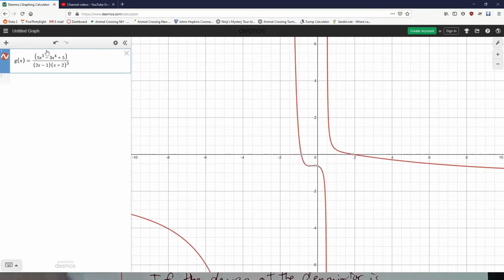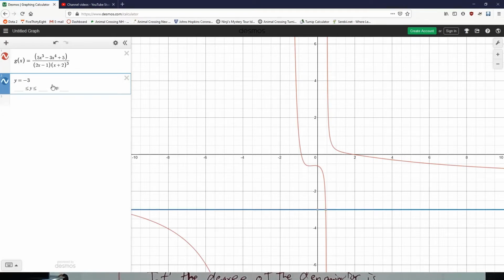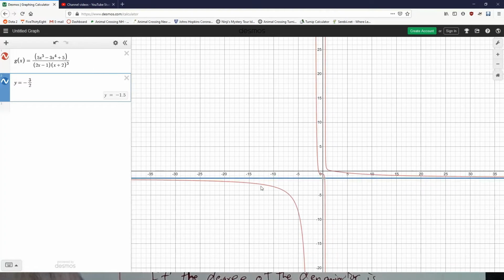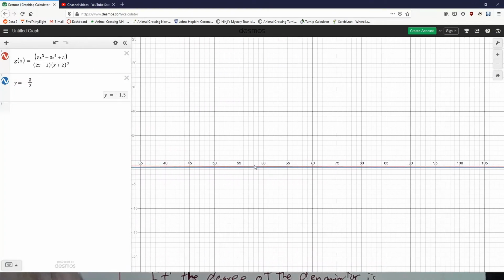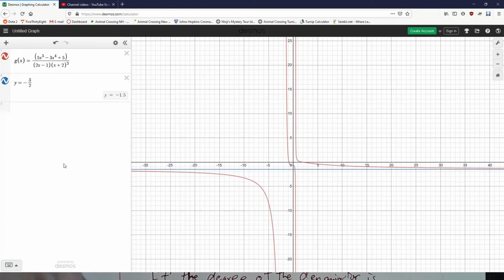All right, so I'm also going to go ahead and graph, like I said, y equals negative 3 divided by 2. And if we zoom out enough, we can see that at the edges of the graph, that graph is approaching negative 3 over 2 on both sides at the ends of the graph.